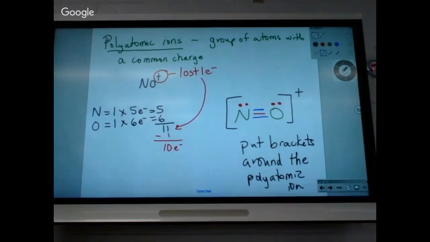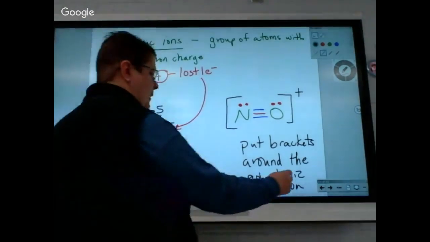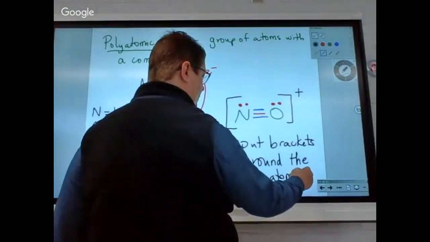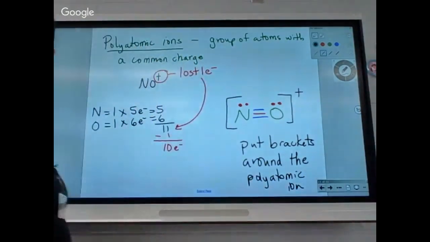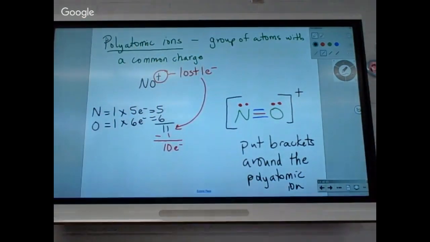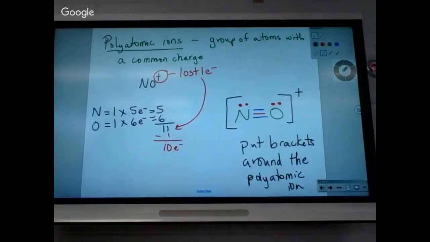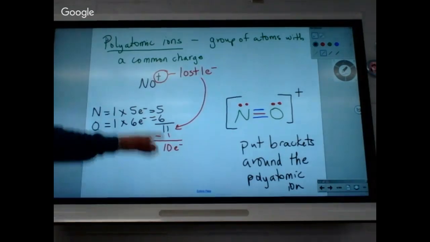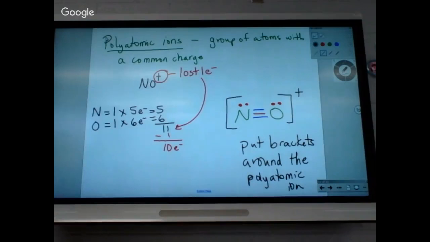This looks fake. Like, it doesn't even look like it makes sense. What does that say? Put brackets around the polyatomic ion. Okay. That looks like that actually. You put the plus right here because that's the oxidation number. Yep.